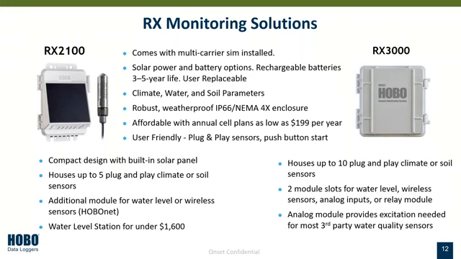So both of these have solar panels. The RX 2100 has it built in. The RX 3000, you have to attach it. They're able to connect up to all the same sensors. And it's very affordable with the cell plans. You can go as low as $199 a year. It's very easy to plug and play these sensors into them, and it's a robust unit.